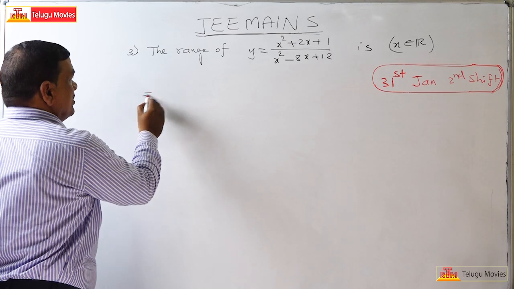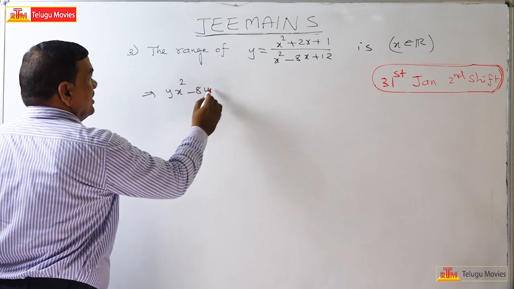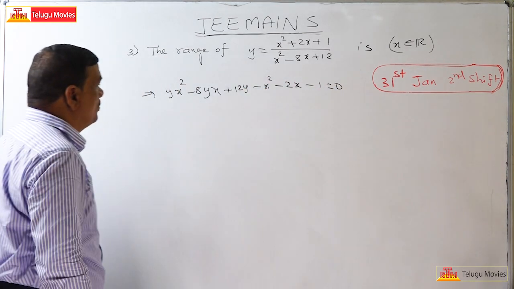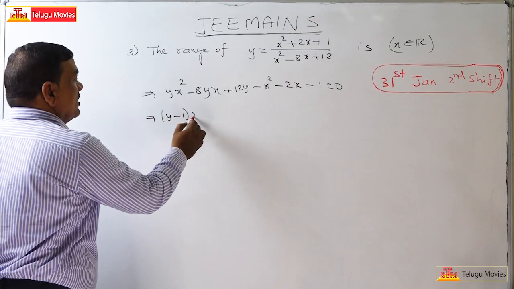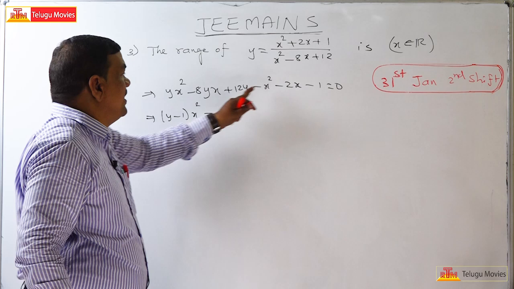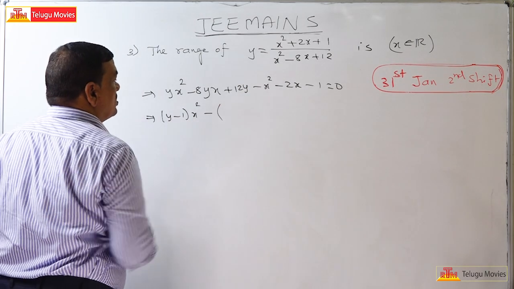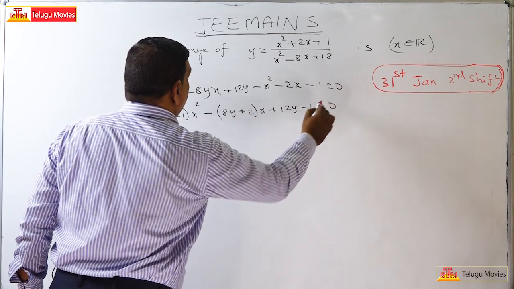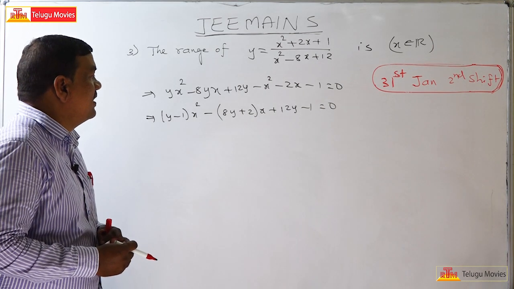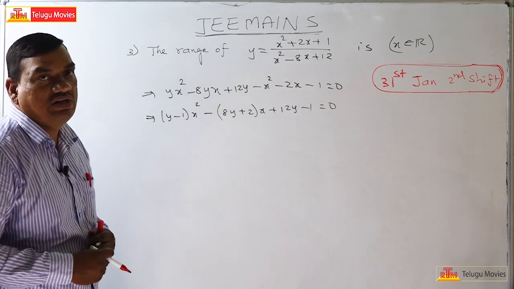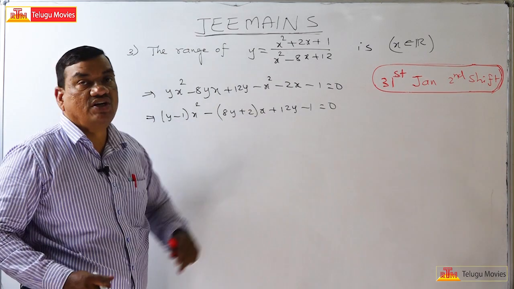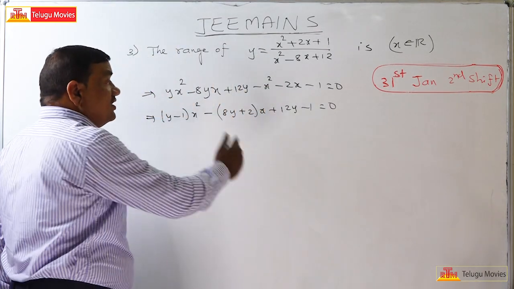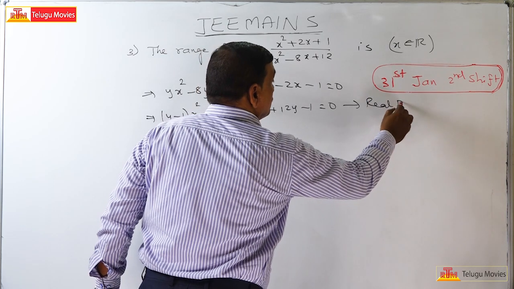Take a cross multiplication. So this is yx square minus 8yx plus 12y minus x square minus 2x minus 1 is equal to 0. Now a quadratic equation in x: (y minus 1) x square minus (8y plus 2) x plus 12y minus 1 is equal to 0. Now this is a quadratic equation in x and here x takes real values. Therefore, this has real roots.